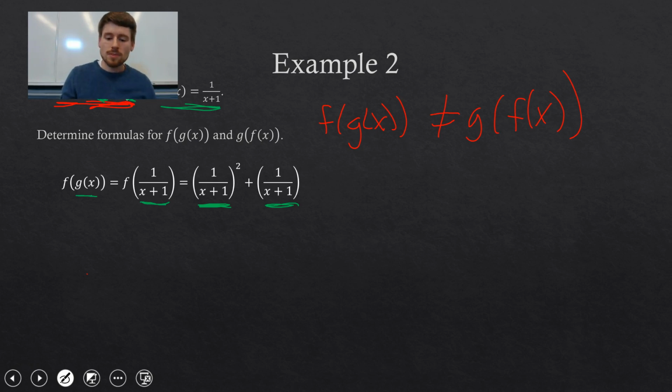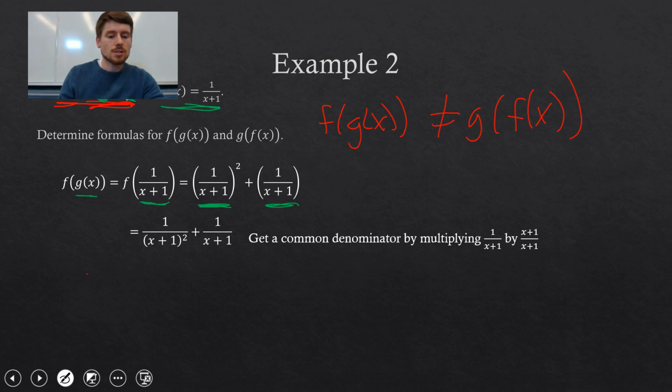So let's simplify this as best as we can. So 1 squared is 1, and so we get 1 over x plus 1 squared is 1 over x plus 1, quantity squared. And then the other term is 1 over x plus 1. So we can combine these into a single fraction. It's not too hard to do this. We just need to get a common denominator.